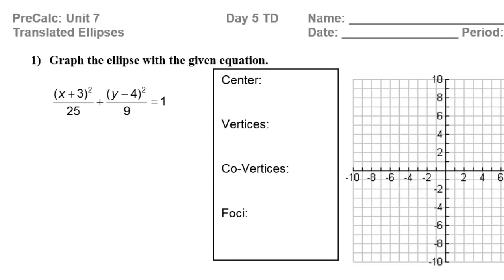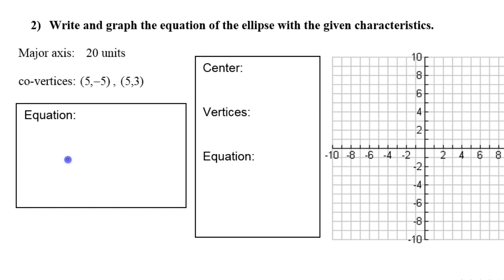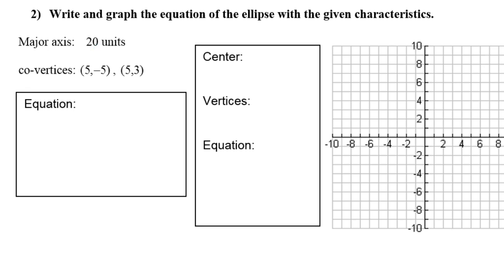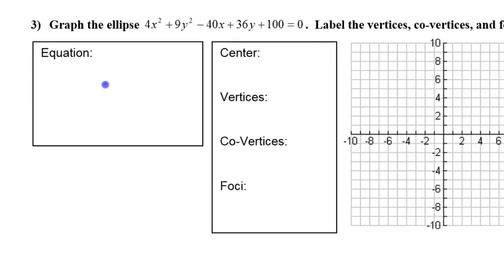In this video, I'm going to review several things about the equations and graphs of ellipses. The first thing I will do is show you how to graph an ellipse given the equation, and then I will show you how to come up with the equation when you're given different information like the co-vertices or the major axis. And finally, I will show you how to create a standard form equation that can easily be graphed when you're given a general form equation like this.